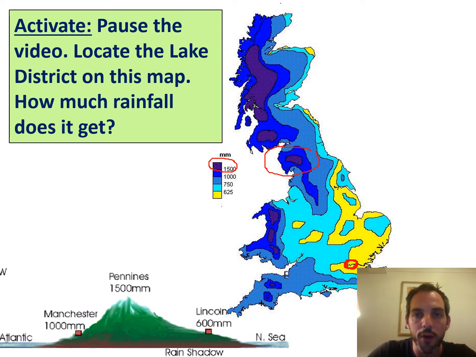Now, if you look carefully at this map, you can see a clear pattern forming. This pattern is that the west gets heavy rainfall, the east gets less rainfall, and we're going to come on to the reasons in a moment.